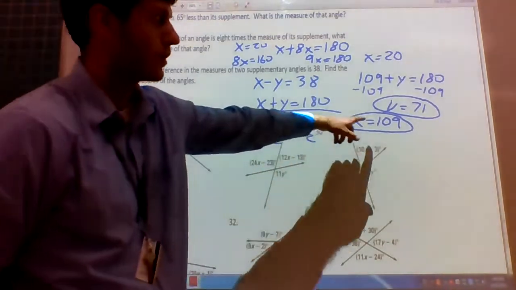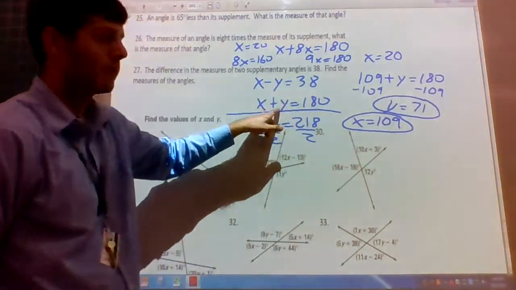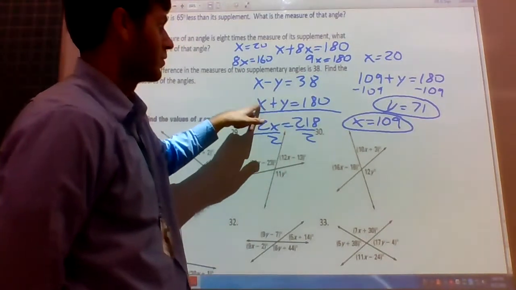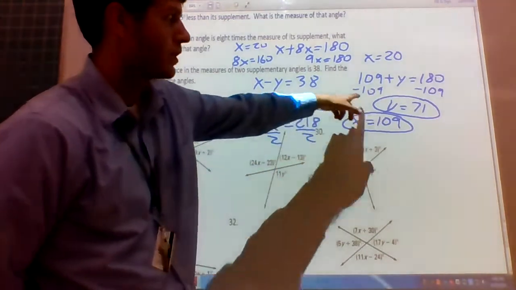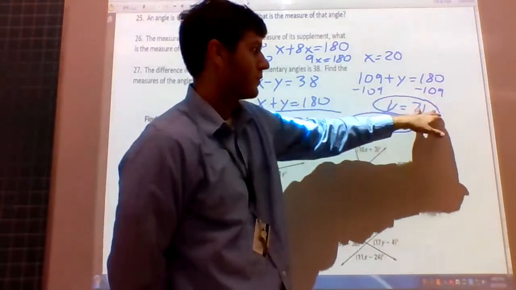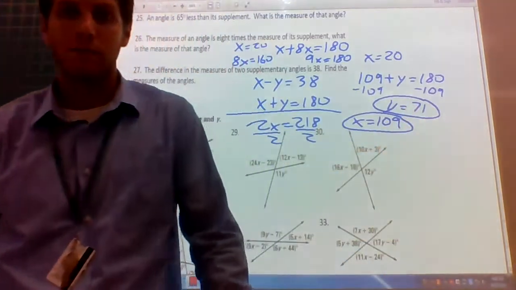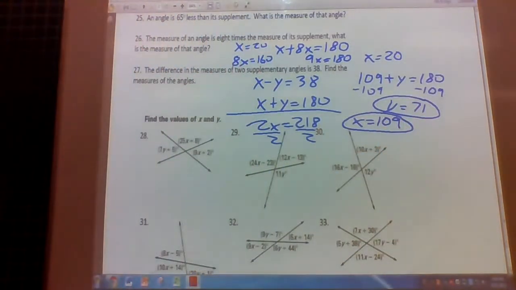Divided by 2, x is 109. Substitute it back in. This one had a positive y, so I chose the second equation. So 109 plus y equals 180. Subtract 109 from both sides, 71. They add up to 180, and the difference between them is 38. Again, don't focus too much on that one. Kind of went through it fast, but that's okay.